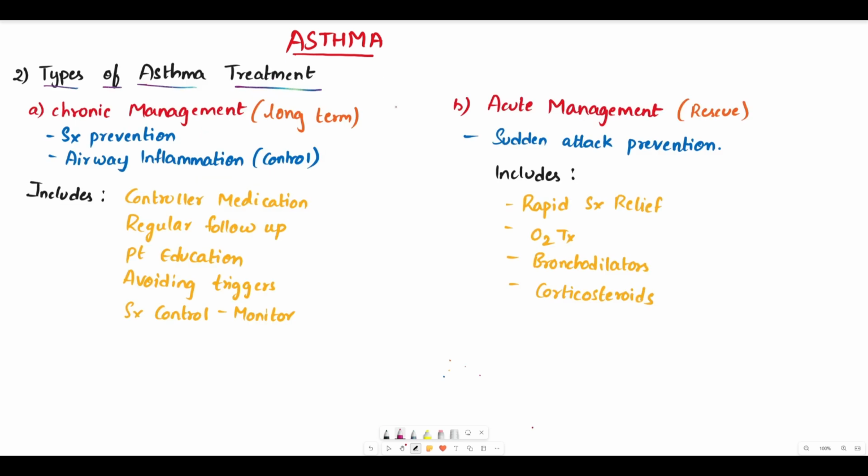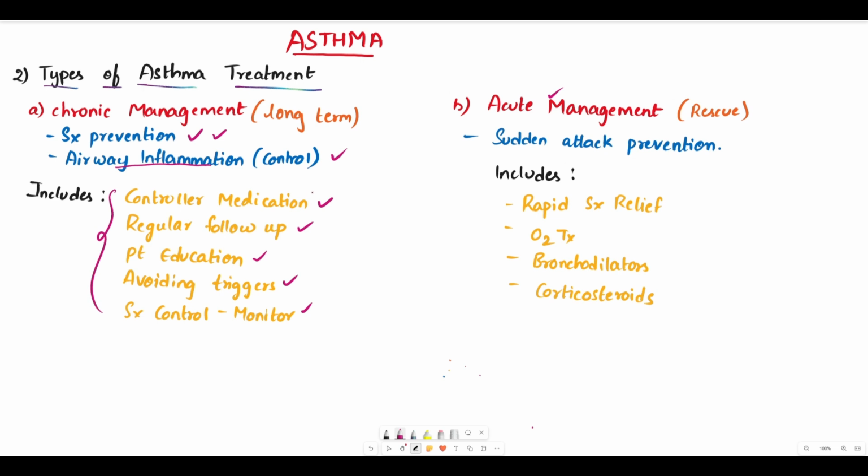Coming to the types of asthma treatment, there are two types of management here. The first one is chronic management, and the second one is acute management. Chronic management is usually done for long term treatment, and acute management is a kind of rescue treatment. Coming back to chronic management, which is usually a long term treatment, the main focus is to prevent the symptoms. The second is to control the airway inflammation. So, this chronic treatment mostly includes all of these.